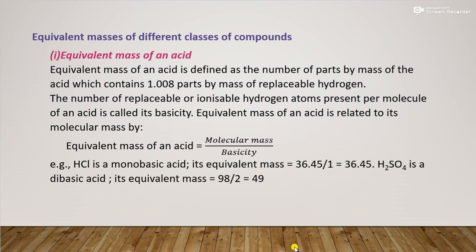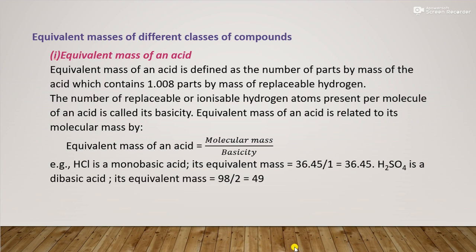The number of replaceable or ionizable hydrogen atoms present per molecule of an acid is called its basicity. So equivalent mass of an acid is related to molecular mass by: equivalent mass of an acid equals molecular mass divided by basicity. In the case of HCl, hydrochloric acid, it is a monobasic acid. So its equivalent mass is equal to its molecular mass, that is 36.45 divided by its basicity, that is 1. 36.45 divided by 1 equals 36.45.